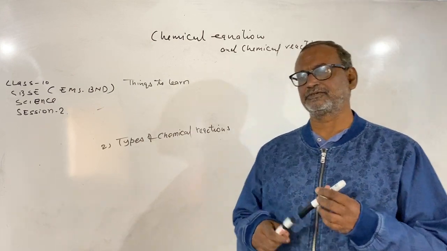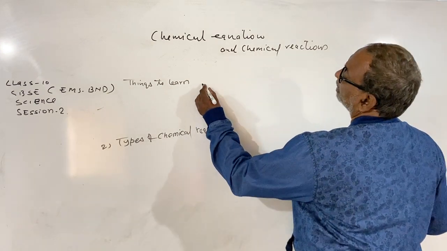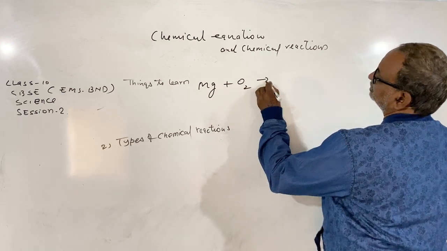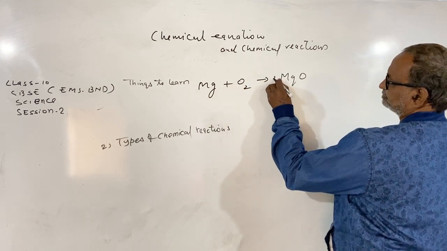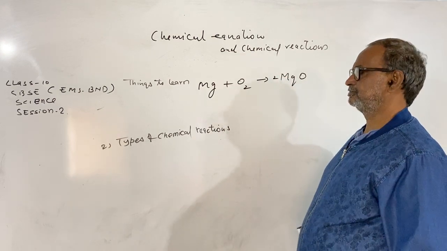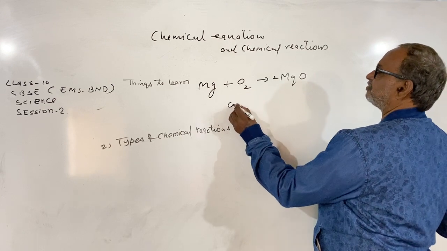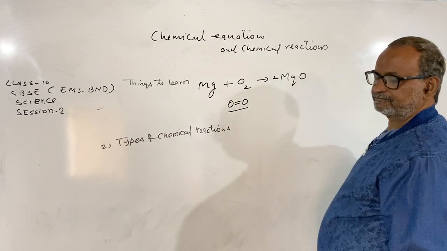See, for example, when magnesium burns in air, it combines with oxygen to form magnesium oxide. In oxygen, two atoms of oxygen are bonded together by a double covalent bond.